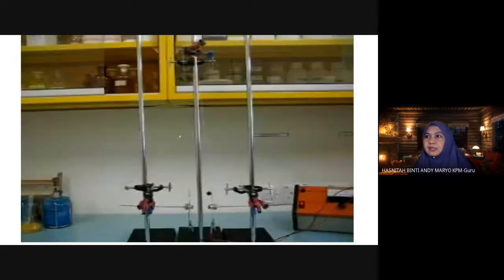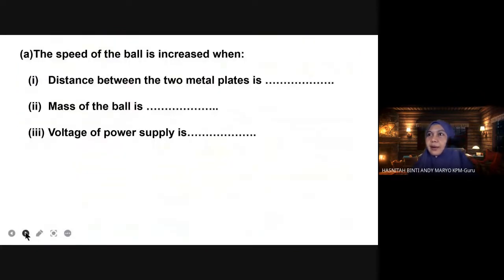Okay, this is the example. I think there's a video here. Another one: these are the factors that affect the oscillation of the ping pong ball in between the electric field.